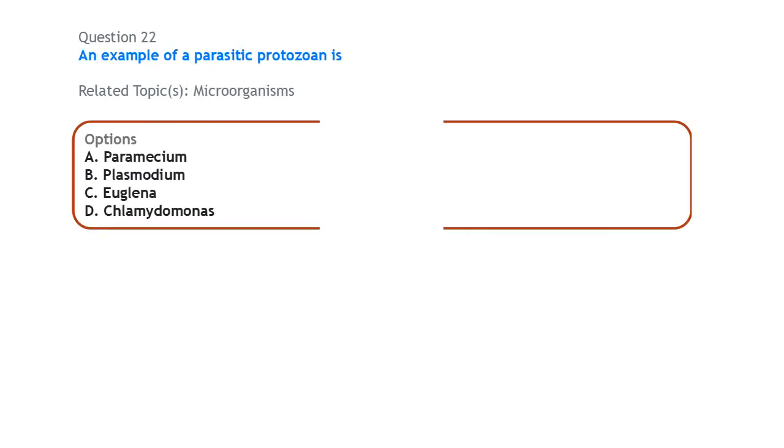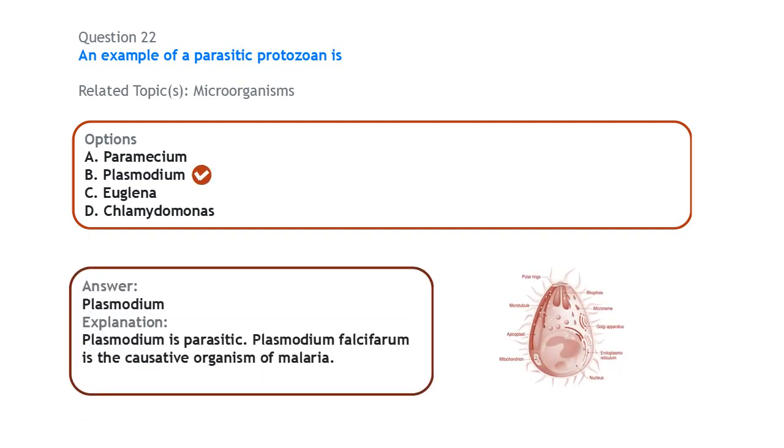Next, on microorganisms, an example of a parasitic protozoan is the Plasmodium. It is parasitic. It is a causative organism of malaria, and its vector is the female Anopheles.